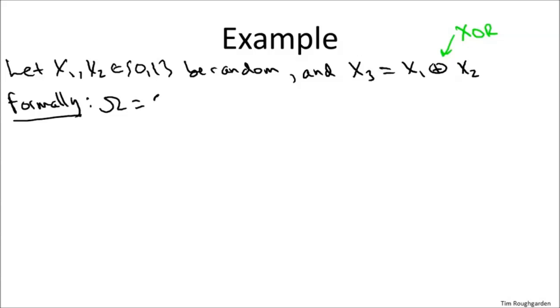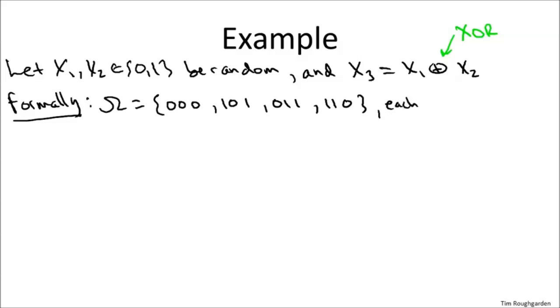They're equally likely. So we could have a 0, 0, or a 1, 0, or a 0, 1, or a 1, 1. And in each of these four cases, x3 is determined by the first two as the XOR. So we get a 0 here, a 1 here, a 1 here, and a 0 there. And each of these four outcomes is equally likely.